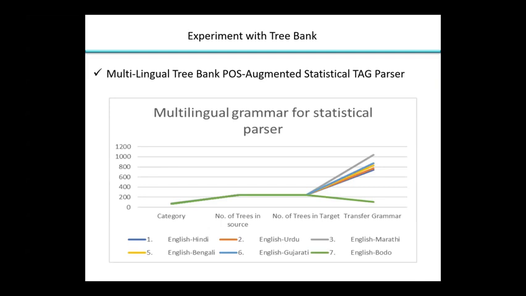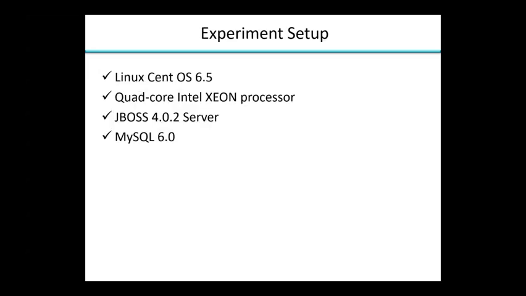So these are our different multilingual grammars for statistical parsing. For English to Hindi we have about 200 to 300 trees. For English to Urdu, about 250 trees. For English to Marathi, about 300 trees. So for different Indian languages, we have created TAG treebanks. And this is our experimental setup. We use CentOS and a Xeon processor.